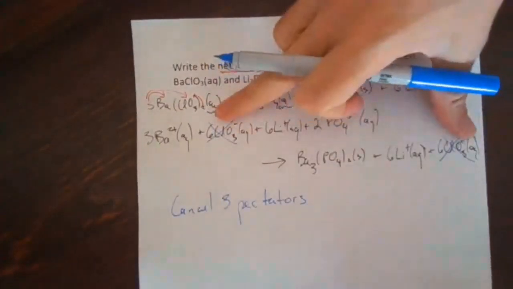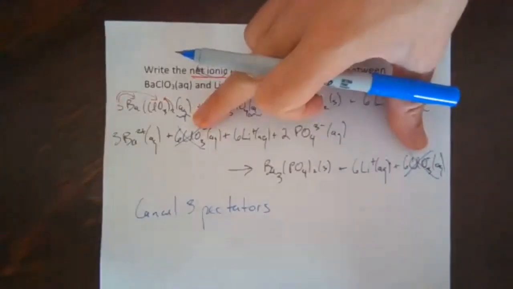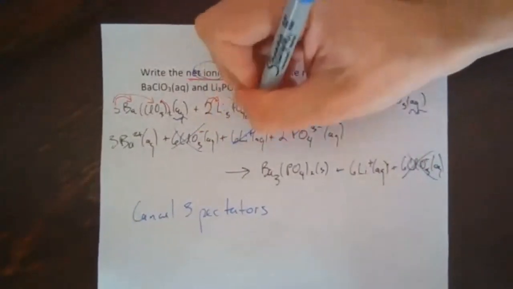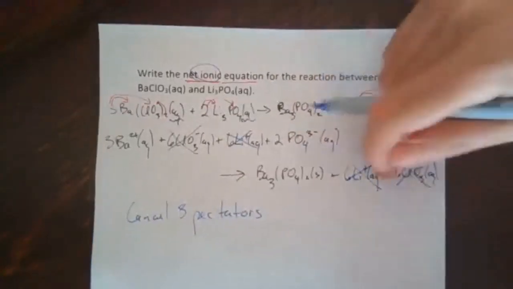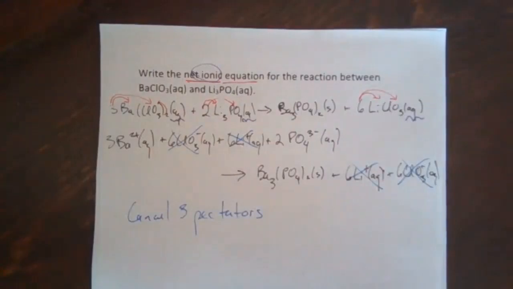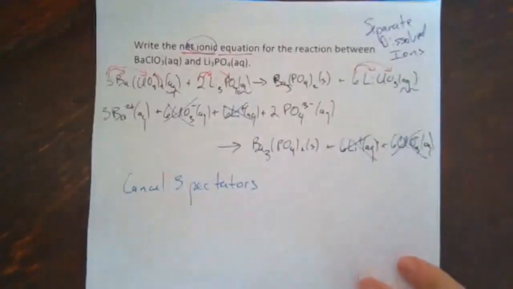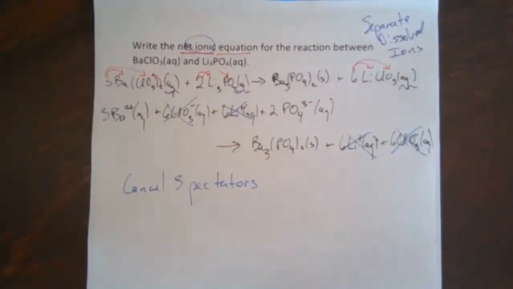So chlorate shows up in the exact same dissolved independent state on both sides. The lithium also shows up. So those are what I want to cancel. I guess I should have noted up here, we separate dissolved ions. So that is step one. And now we cancel the spectators.